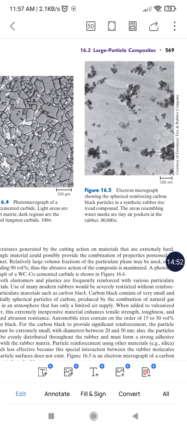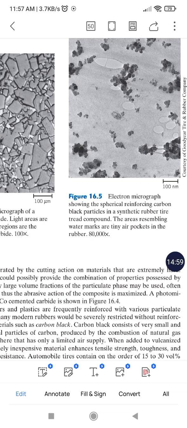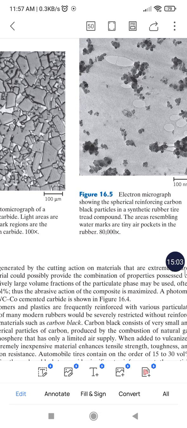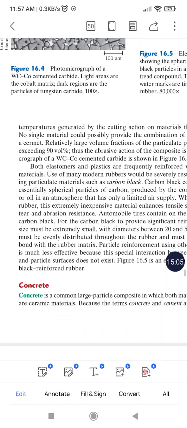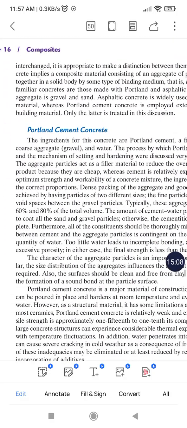So this is a large particle reinforced composite. This is a picture of rubber. Carbon particles are there inside the rubber matrix. Okay, so concrete is also an example, you can read that.